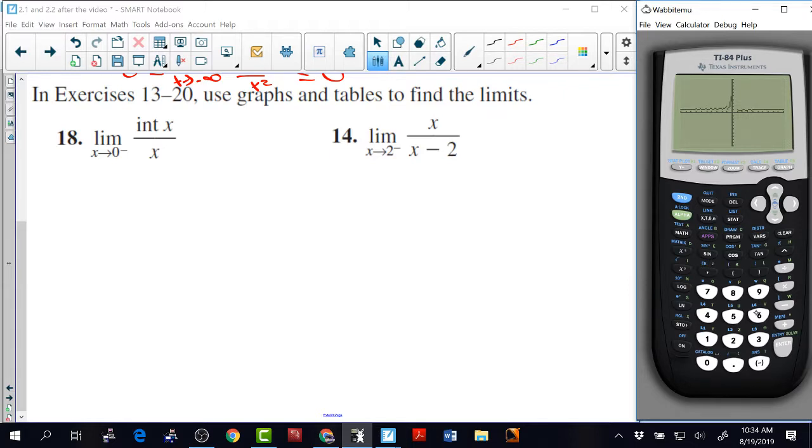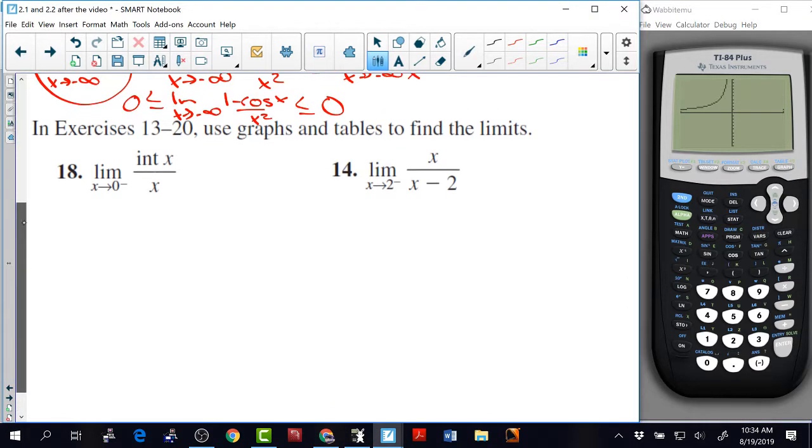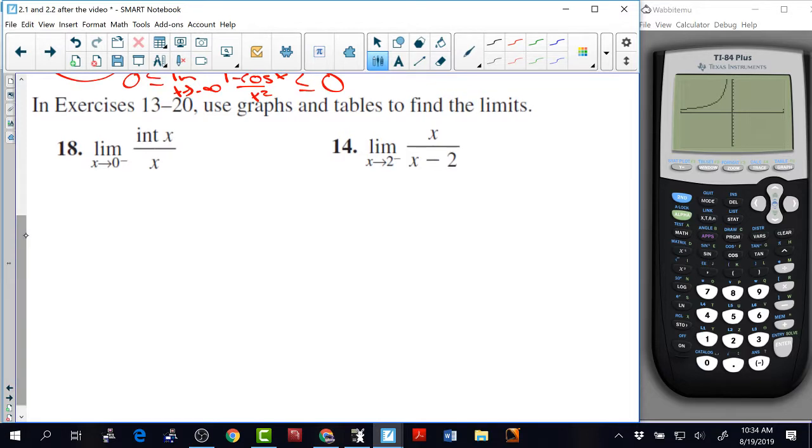Oh, I don't like that view. Let's do Window. How about just negative 1 to 1? What do you think it's doing? Where's it going? Infinity, right? It's headed off to infinity. Yep. So the limit is infinity. There we go.